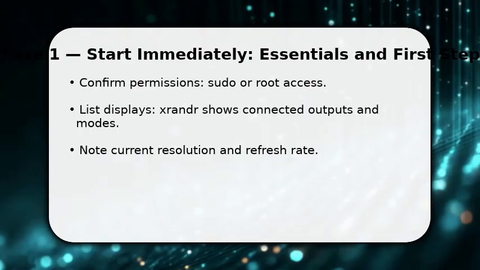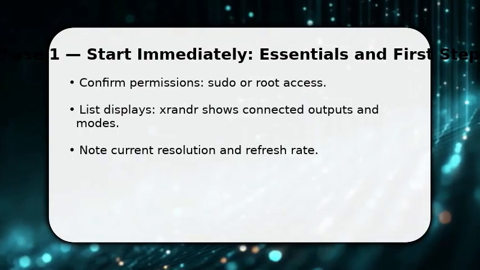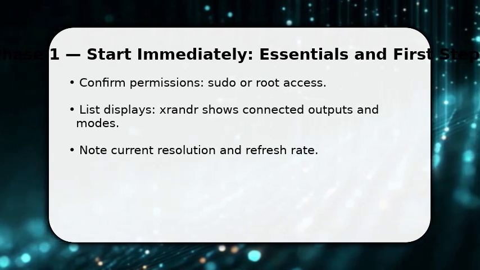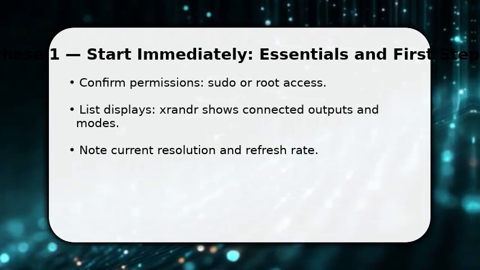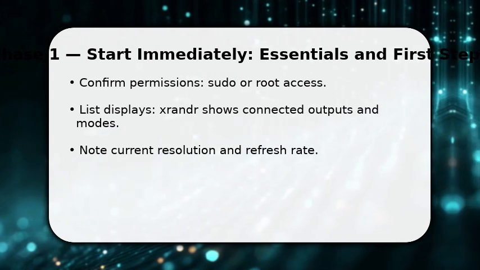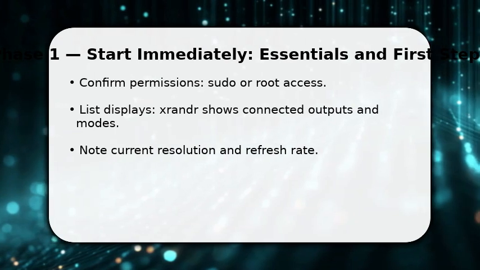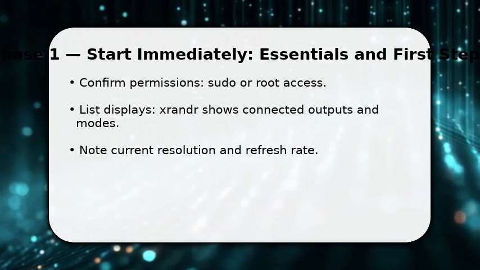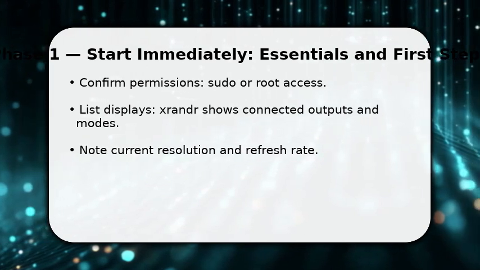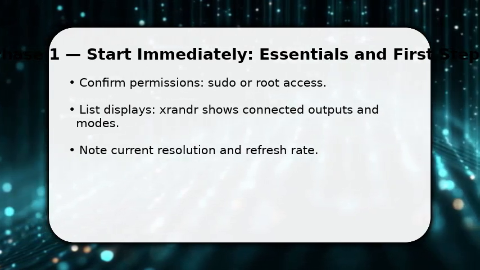Enjoy the video. You start by confirming you have sudo access, because changing modes can require root. Once confirmed, run xrandr to list connected displays and available modes. You need to identify the output name like HDMI1 or eDP1 and note the current resolution plus refresh rate. This helps you revert if needed.